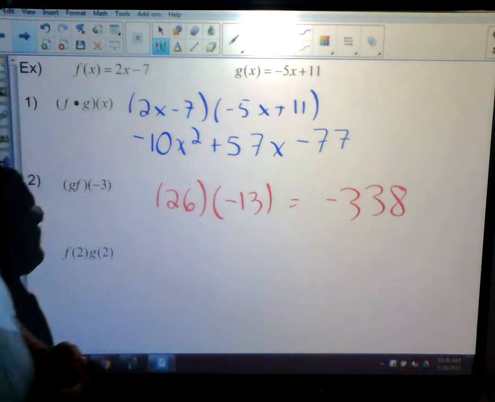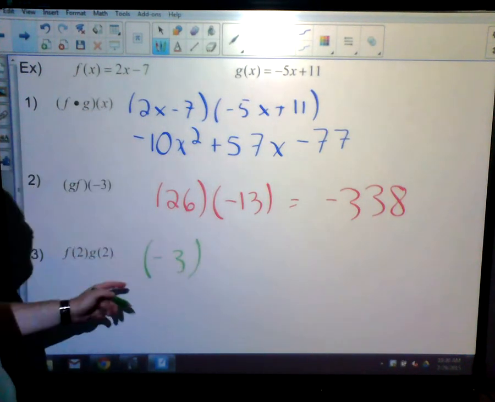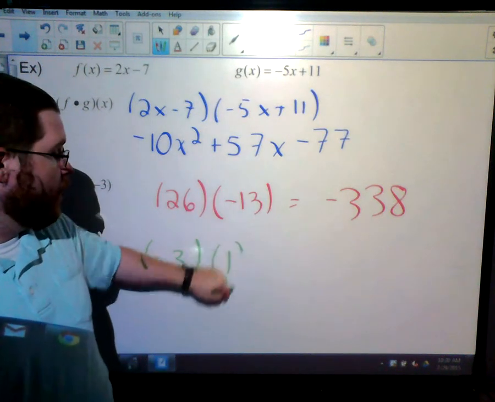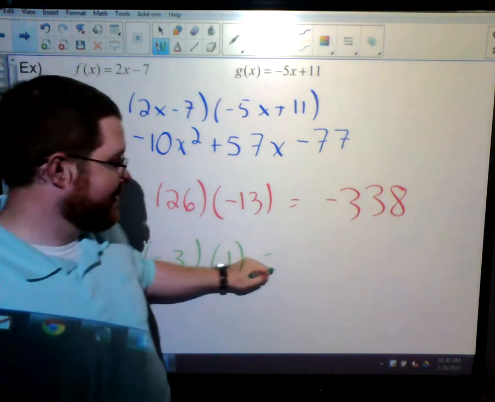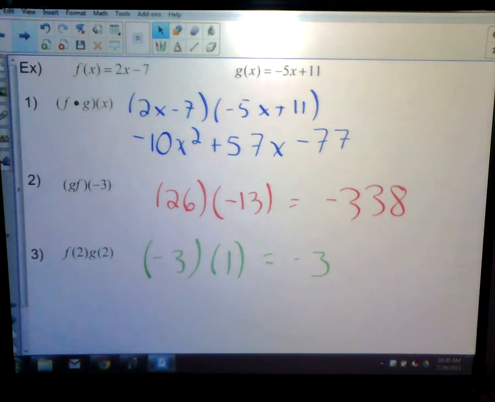How about f of 2 times g of 2? Well, f of 2 is negative 3. G of 2 is 1. I can do this one in my head. It's negative 3. So multiplying, not too bad.